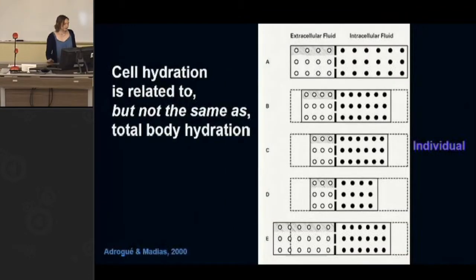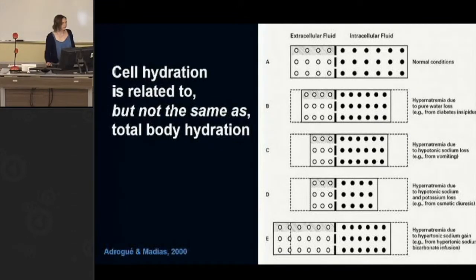Cell hydration is related to but not the same as total body hydration. Here is an example of different kinds of body water distributions for an individual. The top one is the situation of normal conditions. The middle three are cases where we can lose body water from the cells as well as from outside them. And the bottom one is a situation where we lose cell water without it.